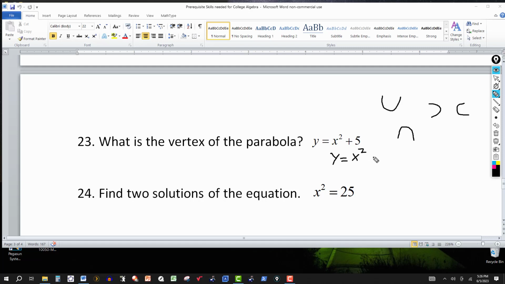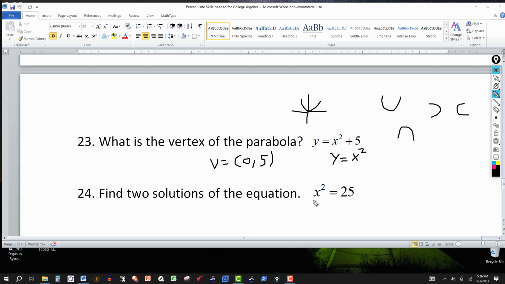When you have something like y equals x squared by itself, the vertex is going to be at the origin, (0, 0), and the graph is going to go like that. If you add a number to the right of that, all it does is move it up that many units. So in this case, the vertex is going to be (0, 5). If there were a 7, it would be (0, 7), and so on.